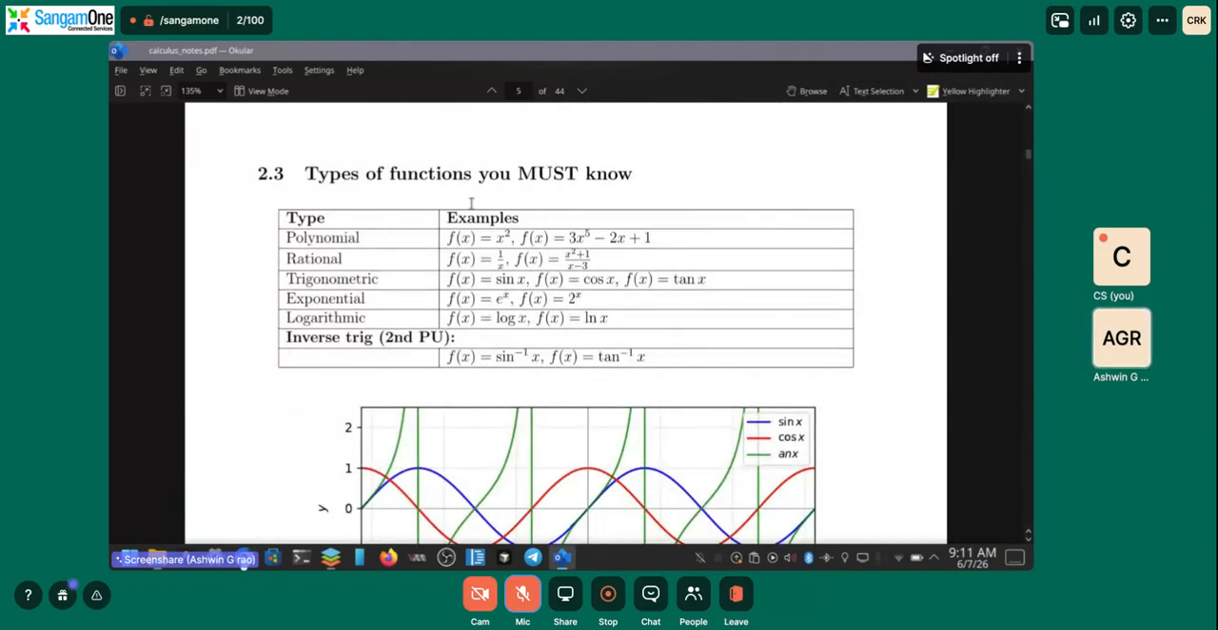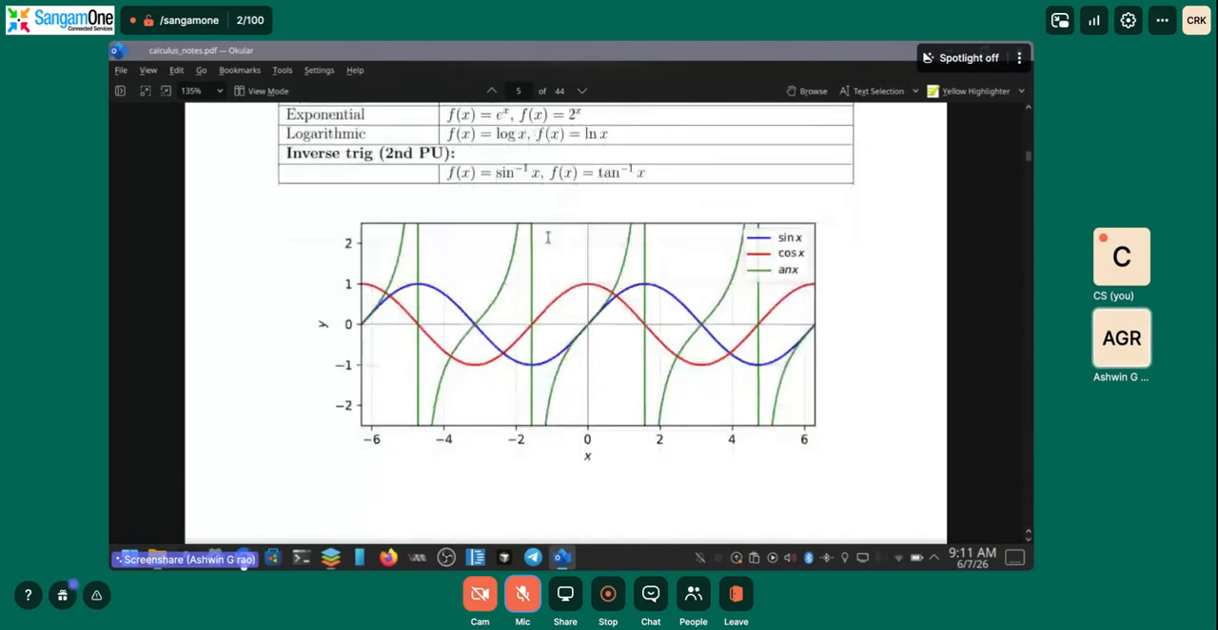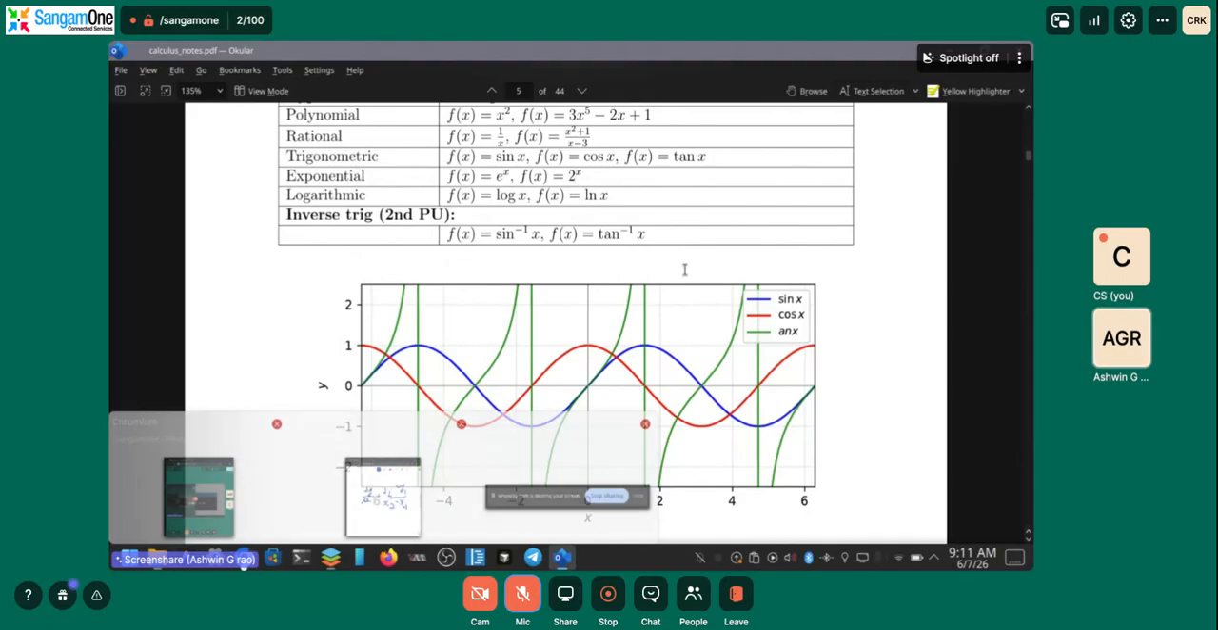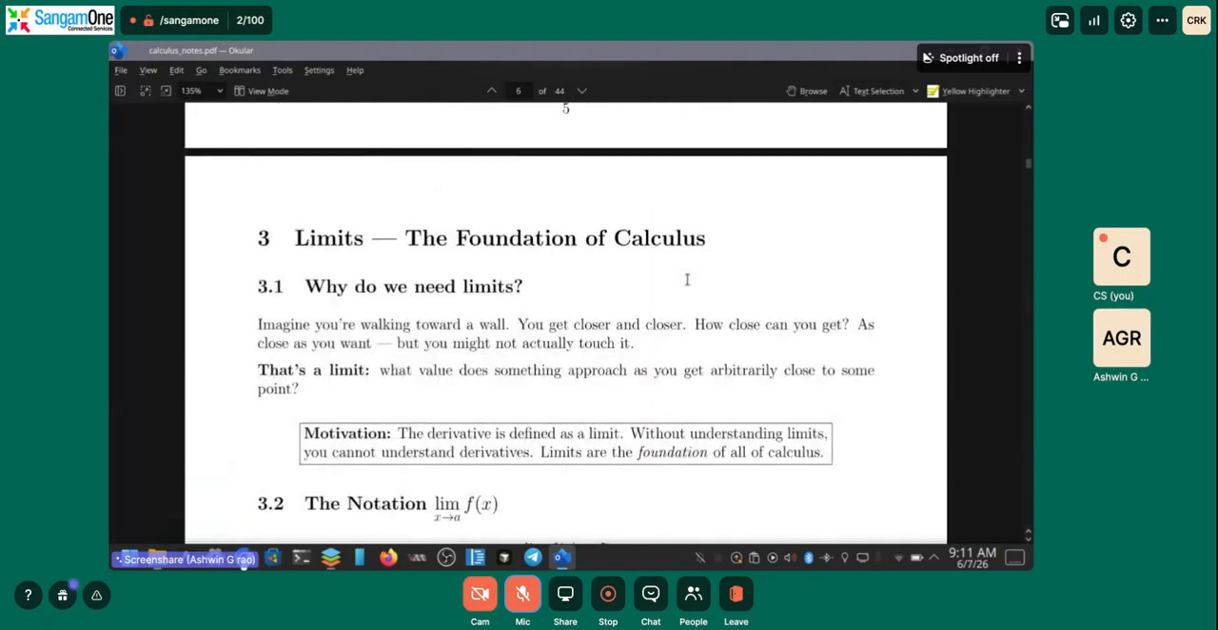These are some types of functions you must know: polynomial, rational, trigonometric, exponential, and logarithmic. These are the inverse functions: f of x equals sin inverse of x, f of x equals tan inverse of x. Then you can go on to limits now.